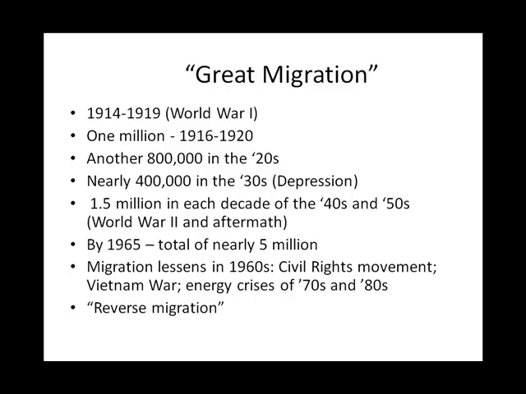By the mid-1960s, over 5 million African Americans had left their homes in the South for destinations in the Northeast, the Midwest, and the Far West. Other rural blacks migrated to southern cities and towns during the same period. The migrations lessened in the last decades of the 20th century because of the Civil Rights Movement, the war in Vietnam, and the energy crisis of the 1970s and 1980s.